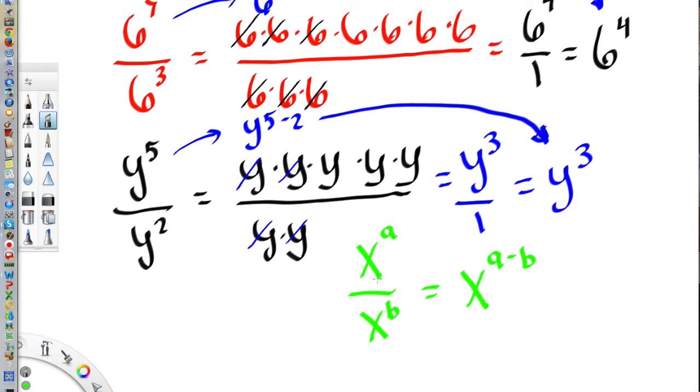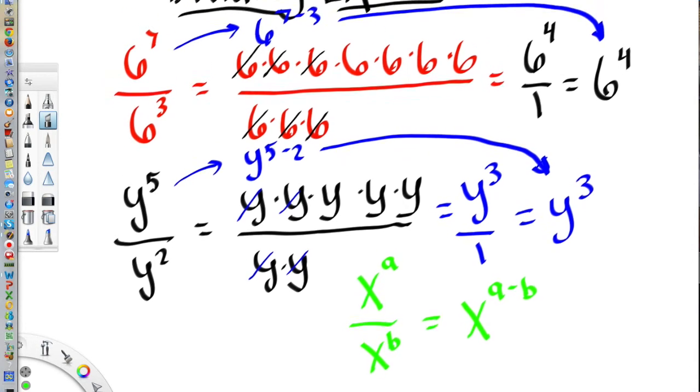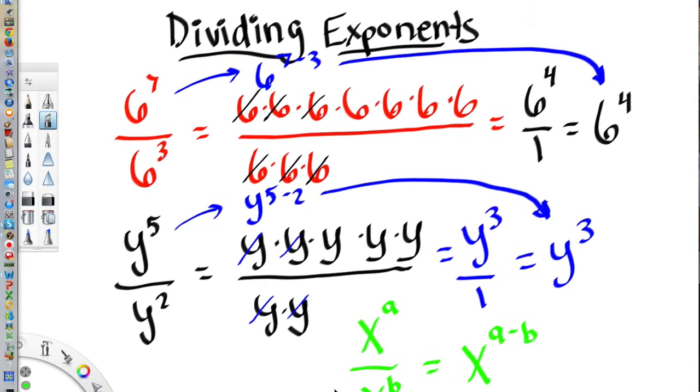The rule is this: when I divide an exponent by an exponent that have the same base, I am just taking the exponent that belongs in the denominator and I'm taking that away. I'm subtracting that from the exponent in the numerator. And that'll give me my answer every time. That's the shortcut. That's the rule for dividing exponents.